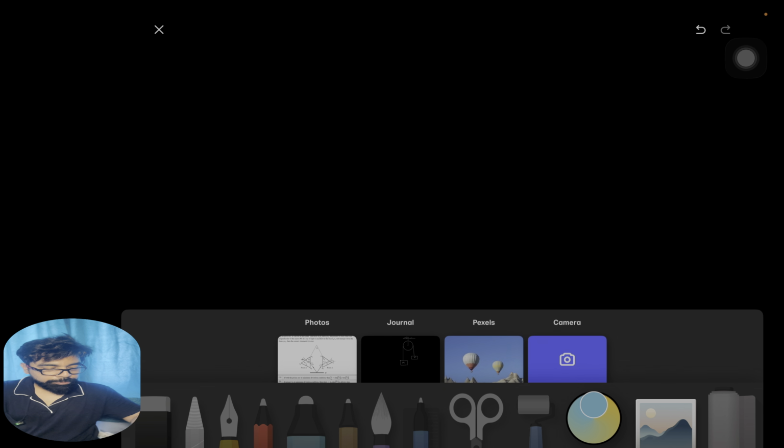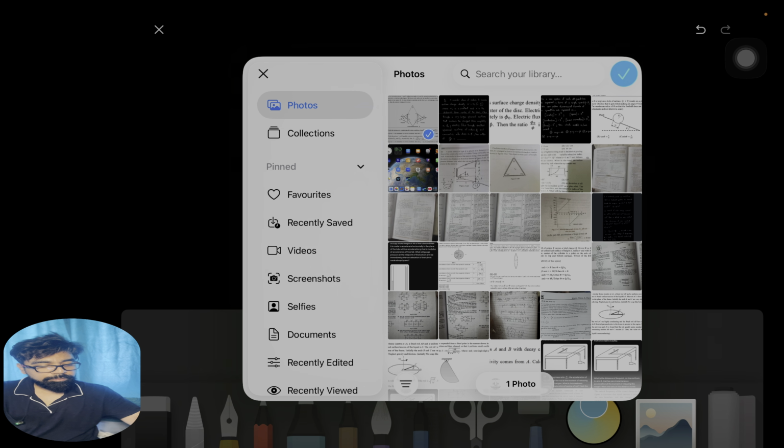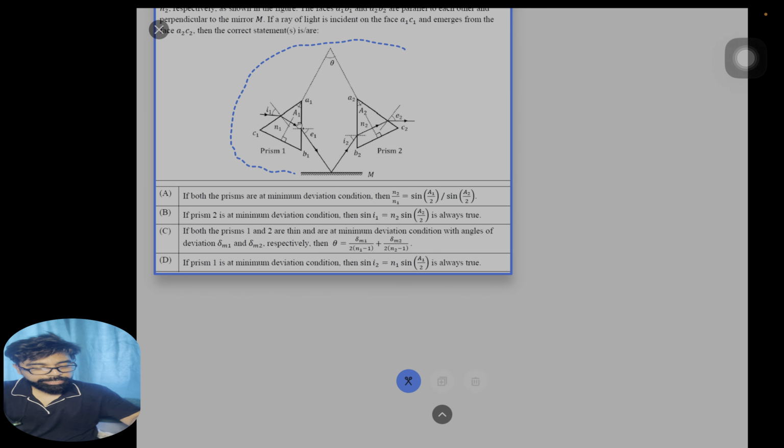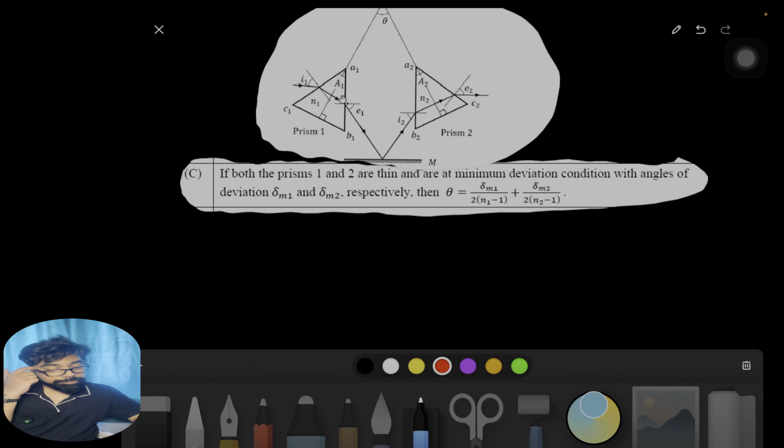So let us get the problem here again. I'll cut the question, the diagram, and then I'll get option C also. Okay, let me remove this part and just focus on option C. Now see the question. The question is saying that prism 1 and prism 2 are thin prisms.